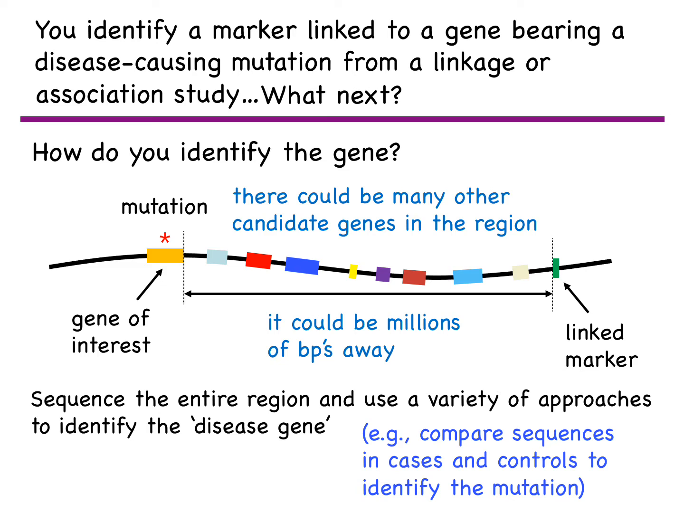One way you could do that is by comparing the sequences of all these genes in cases and controls, cases being the people that have the disease, controls being people who don't, to see if you can find a sequence difference that reveals where the mutation resides and which gene that mutation happens to reside in. There are challenges with that as well. We'll talk about that more towards the end of the lecture.